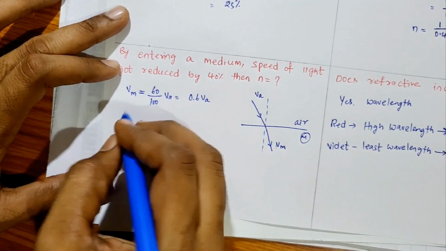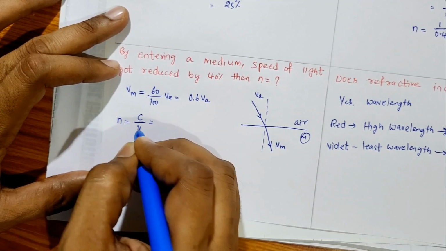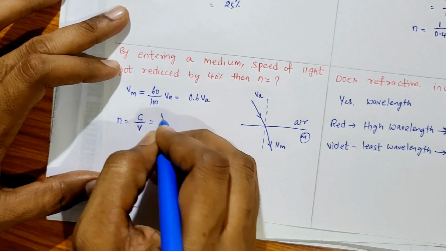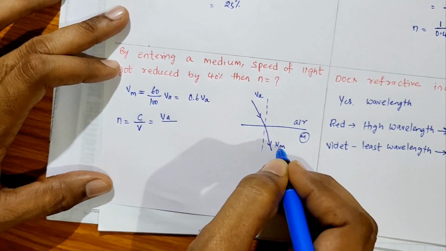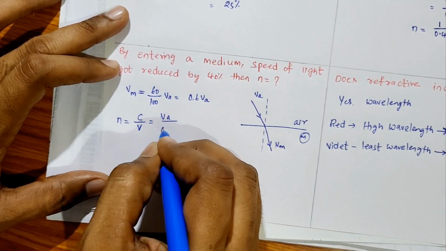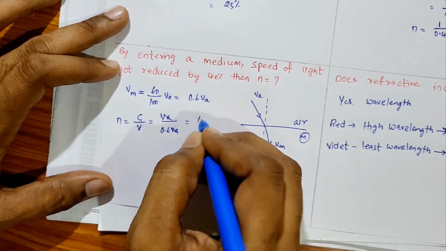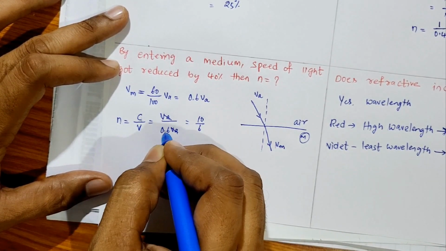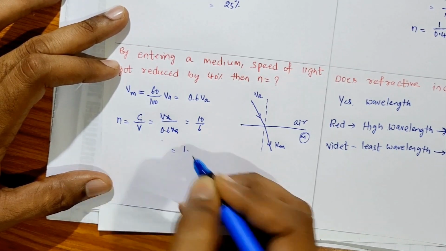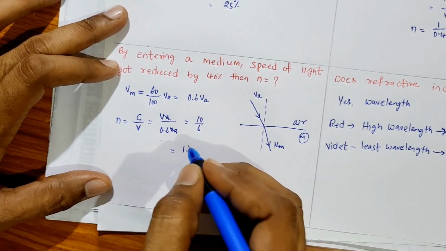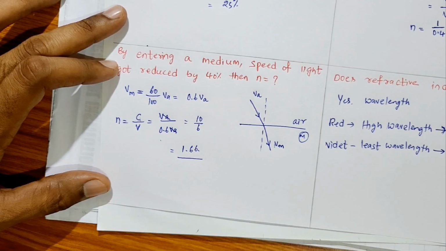Now find the refractive index. What is the refractive index formula? N is equal to C by V. C is nothing but VA. V is nothing but Vm. Correct? What is Vm? 0.6 VA. VA cancels. It is going to be 1 divided by 0.6, which is 10 by 6. 10 goes up. 10 by 6, 6 1 is 6, 6 6 is 36, so 1.66. This is the refractive index of this medium.